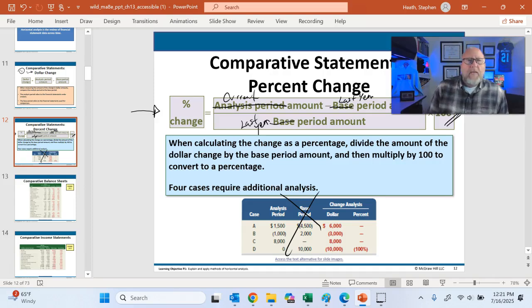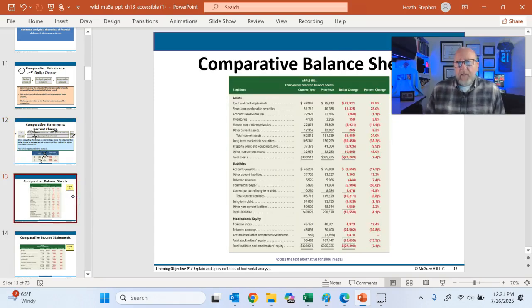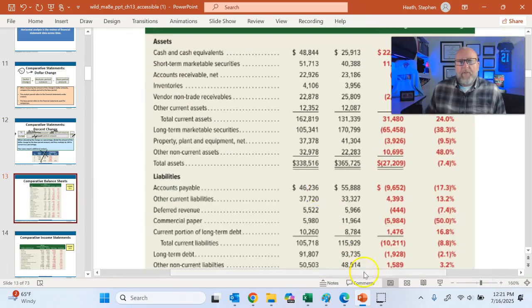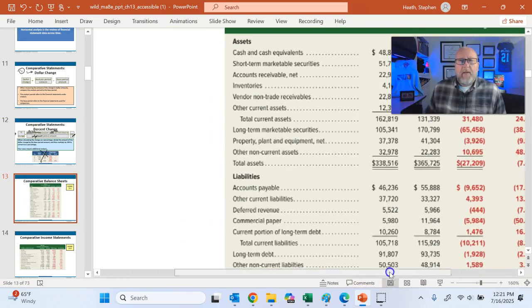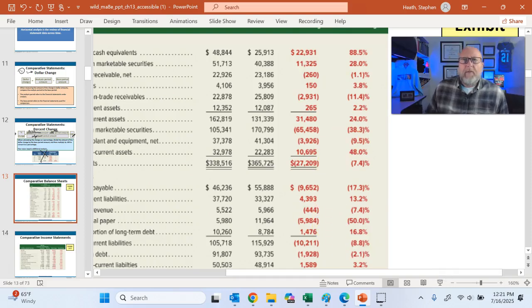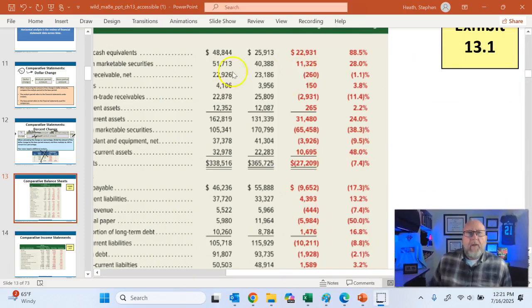Okay? So the example. This is a good example, and it's too small. So let me just blow it up for a second.